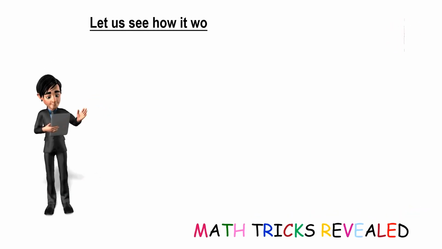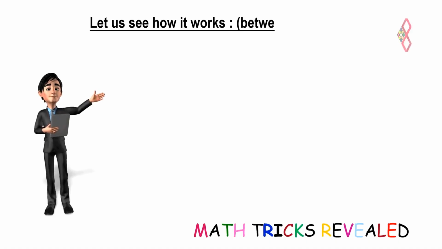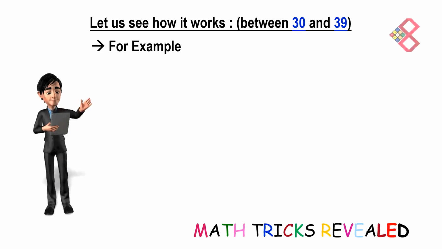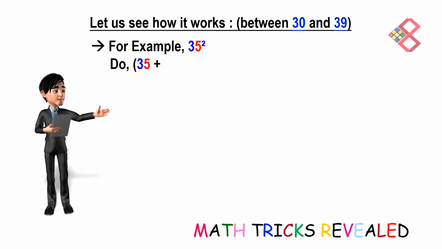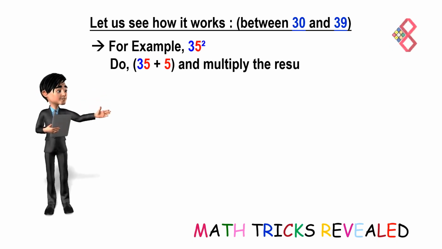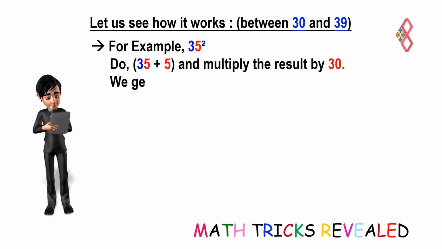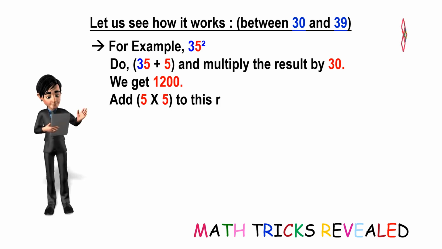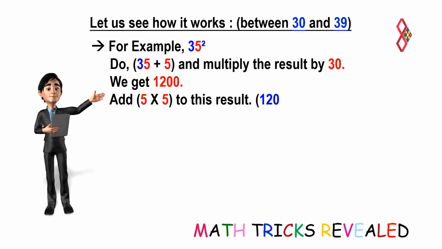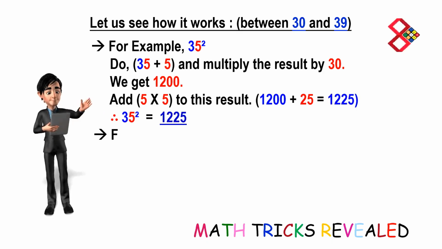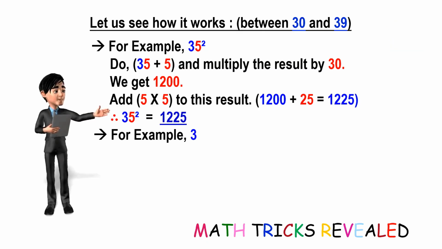Let us see how it works for numbers between 30 and 39. For example, we take 35 squared, do 35 plus 5 and multiply the result by 30. We get 1200. Add 5 times 5 to this result. 1200 plus 25 will give you 1225. 35 squared is equal to 1225.